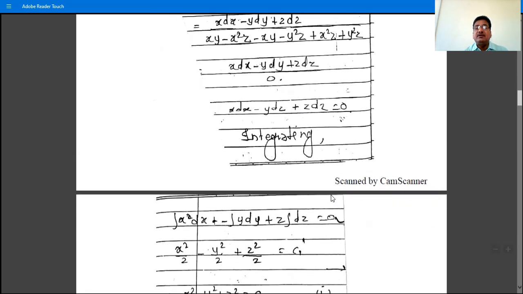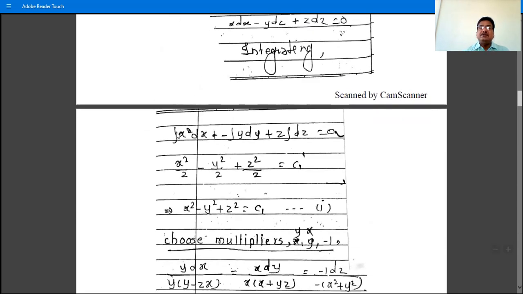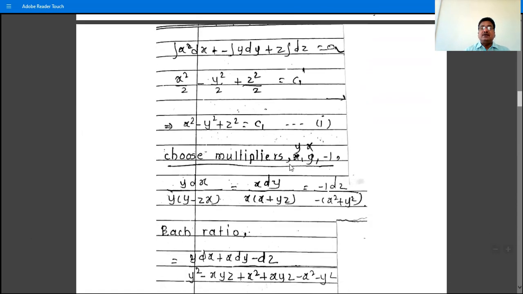After integration, what do we have? Integration of x is x square by 2, y is y square by 2, z is z square by 2. Suppose c1 dash is the constant of integration; multiplying by 2, write 2 c1 dash as c1. So we have this, which is the first integral curve of the given differential equation.